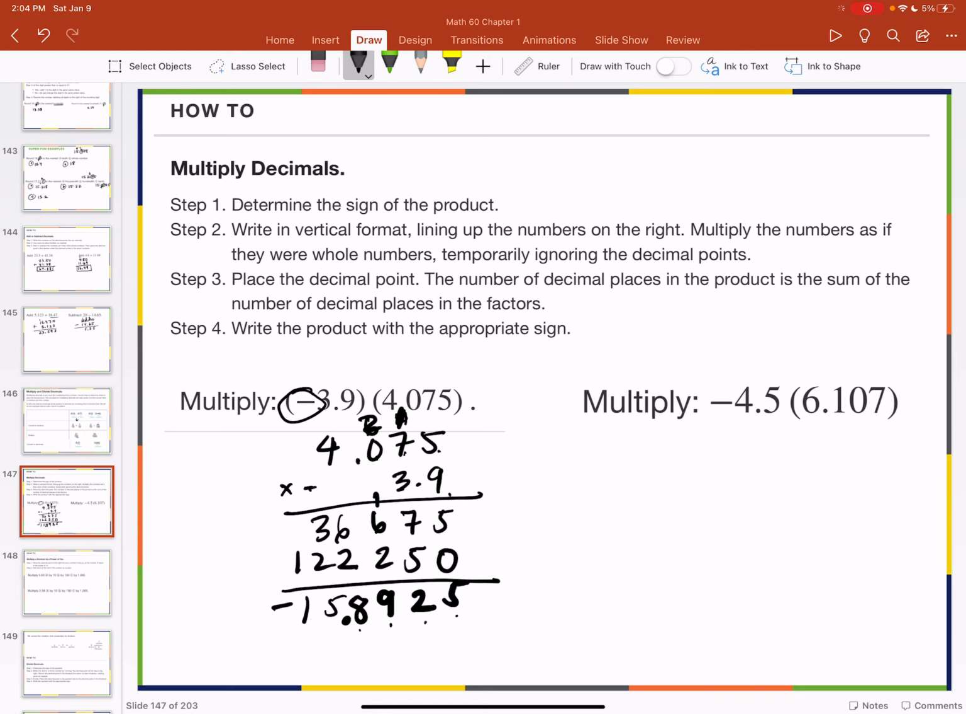All right, so similarly here, we'll do one more, 6.107 times negative 4.5. I'm going to leave the negative, because it's going to be negative at the end. So really, if you want, you can put it over here or however you want to do it. Just don't confuse it with that you're subtracting, okay? So then let's go ahead and multiply this.